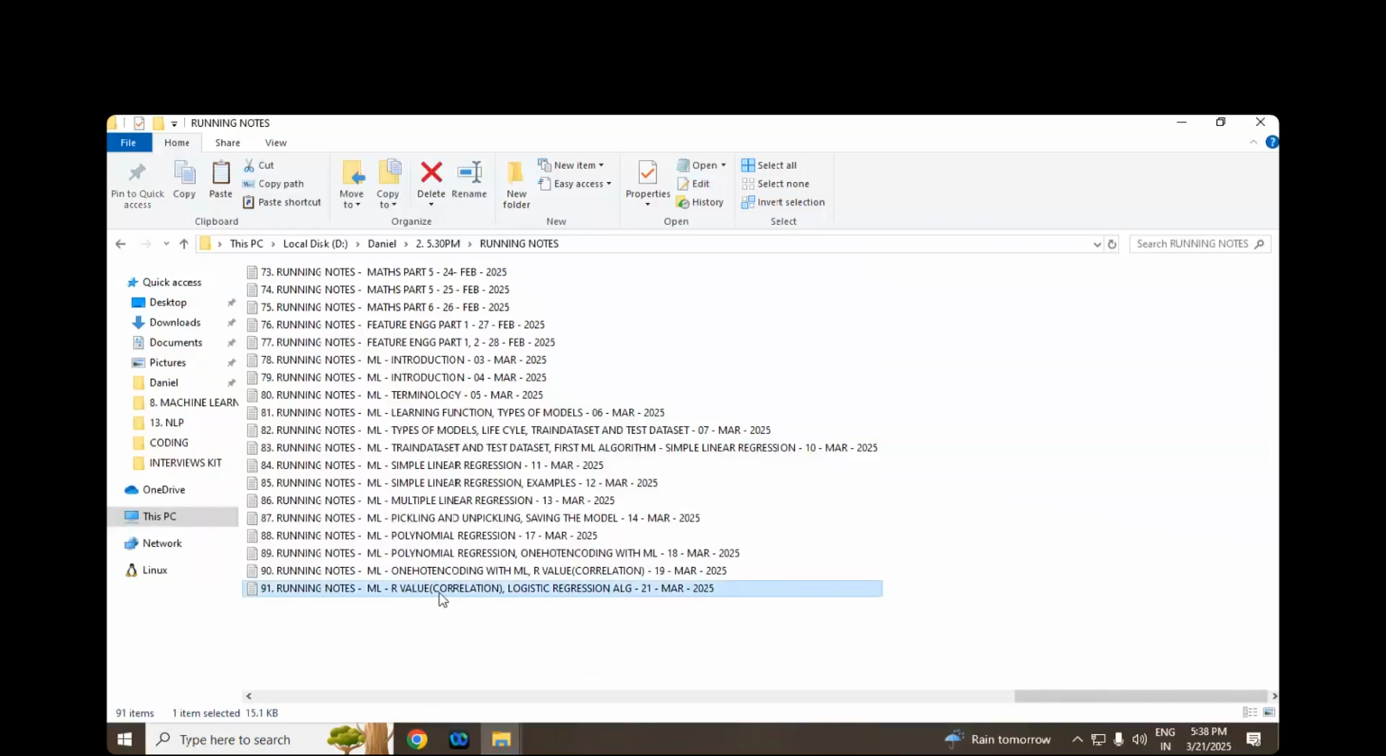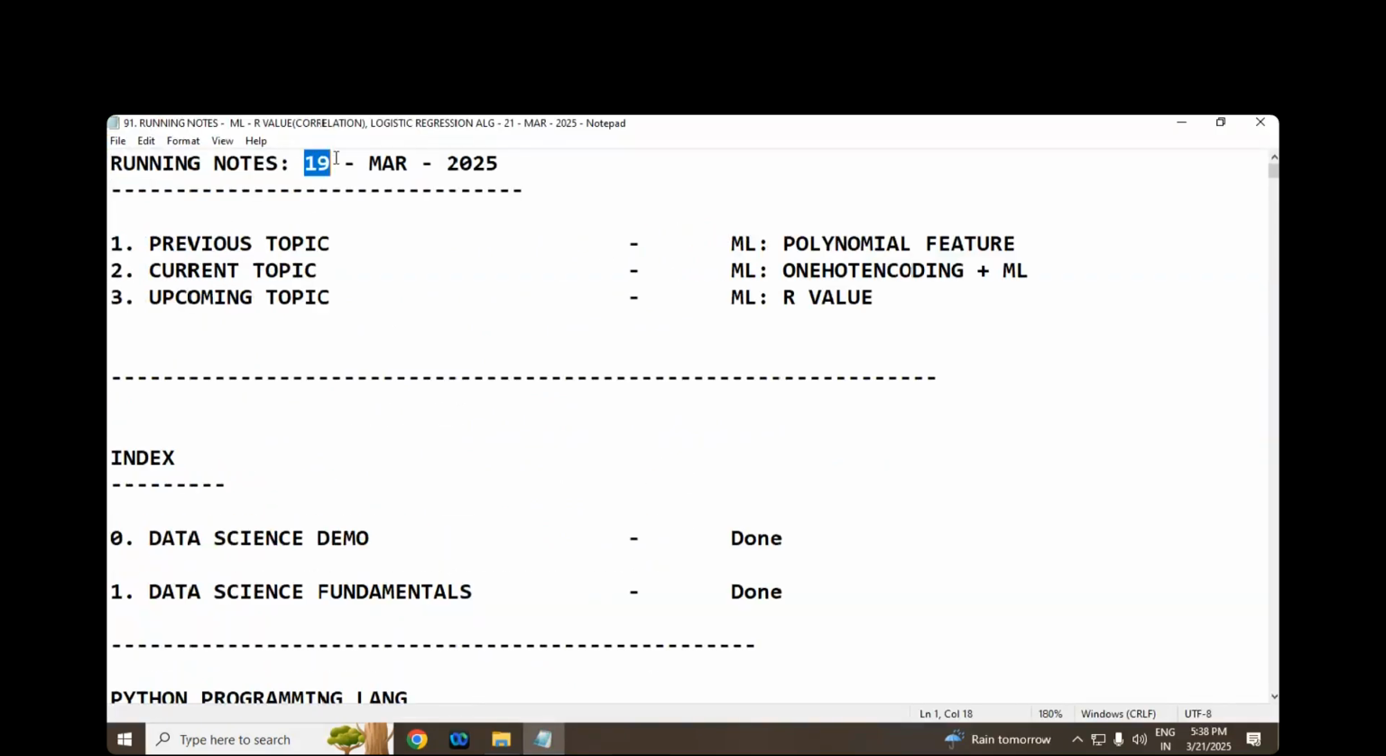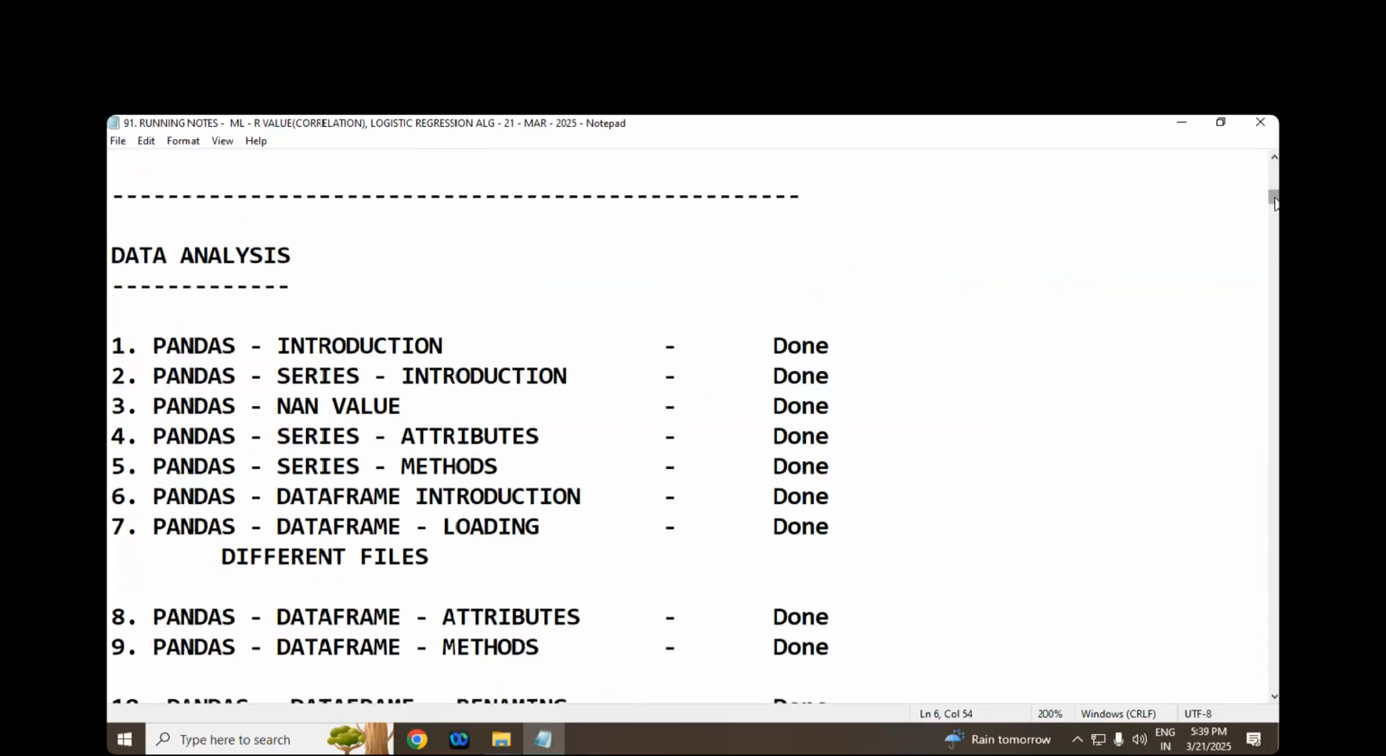Let's open the running notes and move on. The topic is one-hot encoding with ML, which we already did. The continuation topic is called the R value. And the next one will be logistic regression, especially binary. I will tell you what I mean by binary.